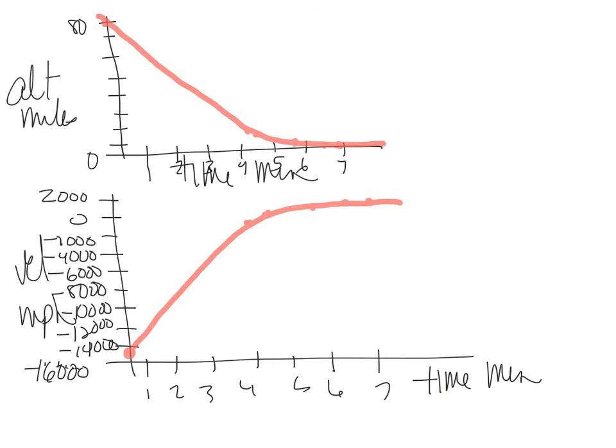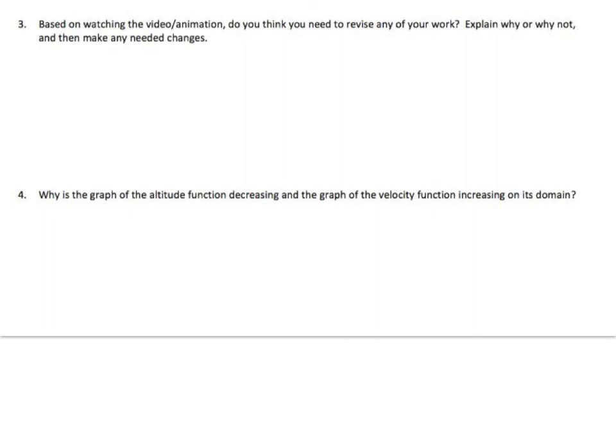With real paper and a real pencil, your graphs would be so much better than mine. But those are the altitude versus time and velocity versus time graphs. Based on watching the video animation, which you can watch, I'll link it, do you think you need to revise any of your work? Explain why or why not.